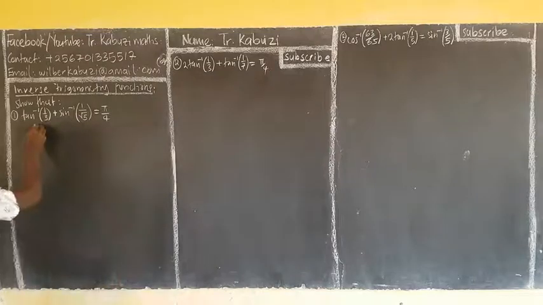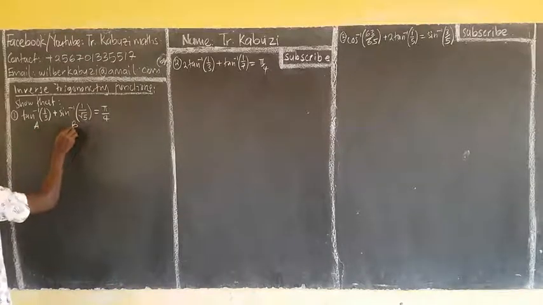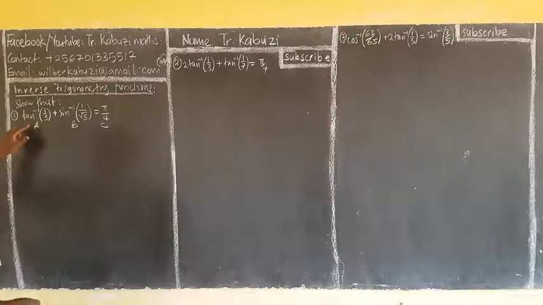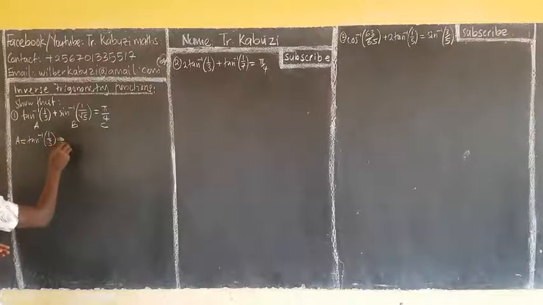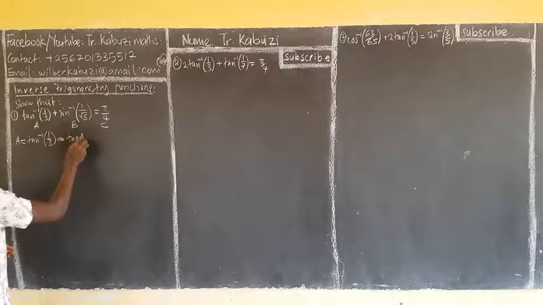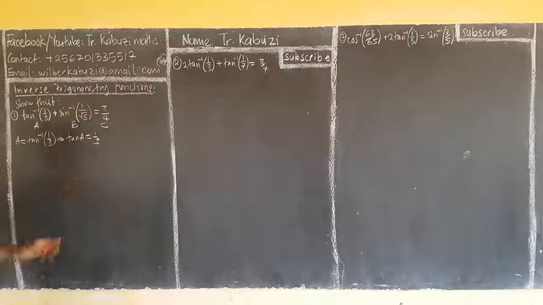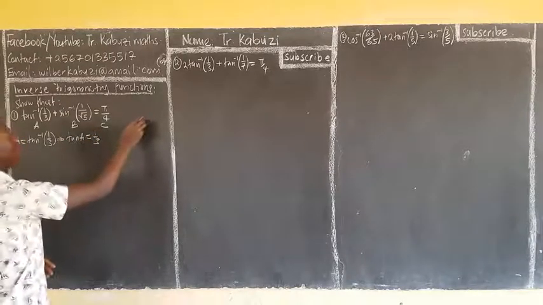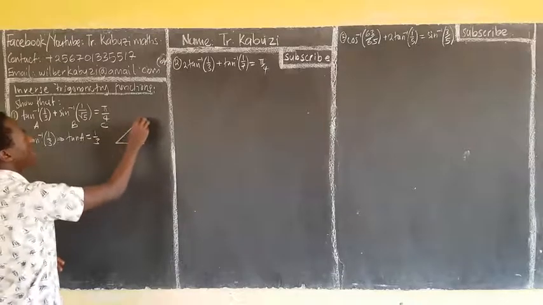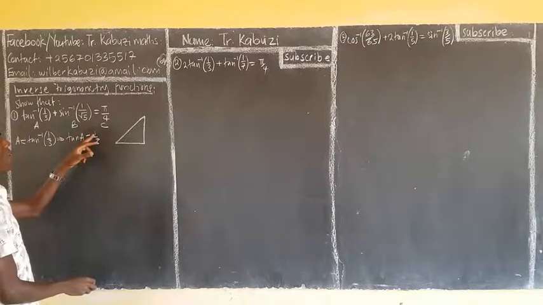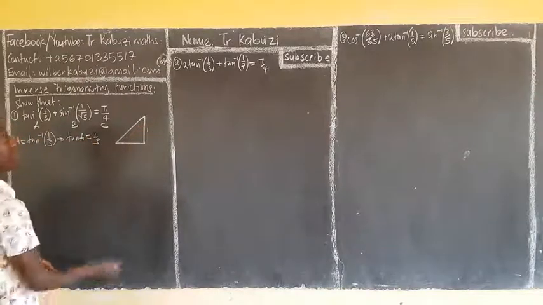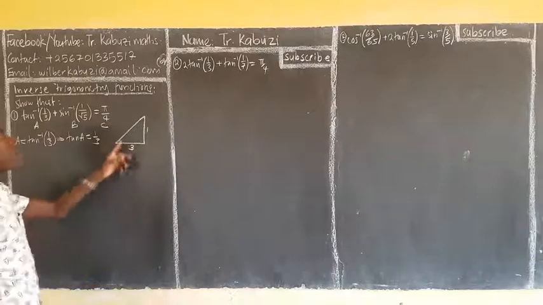If I say let this be A, let this be B, and let this be C, implying that now my A is tan inverse of a third, which implies that my tan A is a third. From here, straight away, we draw a right angled triangle so that we can get our sides. So you see, tan is given by opposite, which is 1, over the adjacent, which is 3. So now we are missing this side.